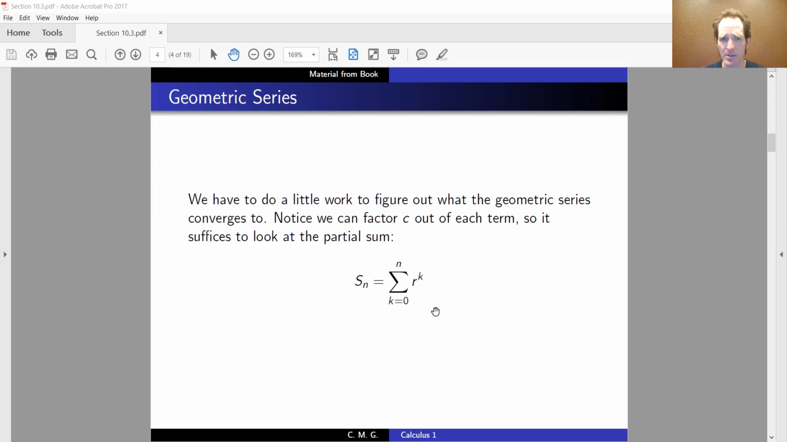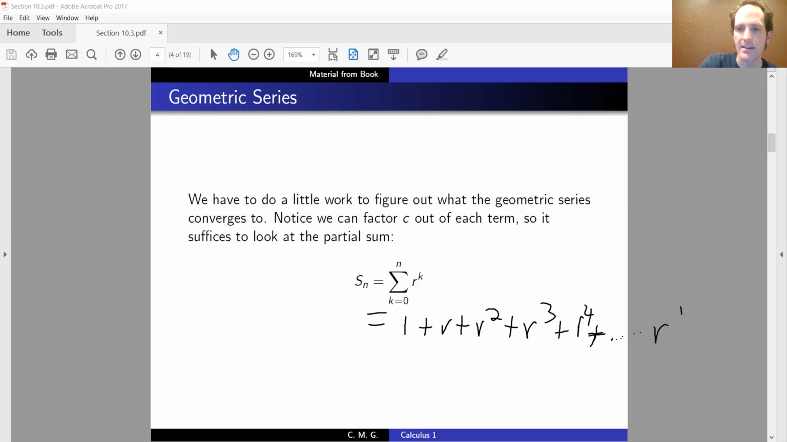Okay, so let's talk about this partial sum. Its S_n is the sum from 0 to n of r to the k. So what is this? We'll decode the notation a little bit. This is just r to the 0, which is 1, plus r, plus r squared, plus r to the 3rd, plus r to the 4th, and so on, out to r to the nth power.